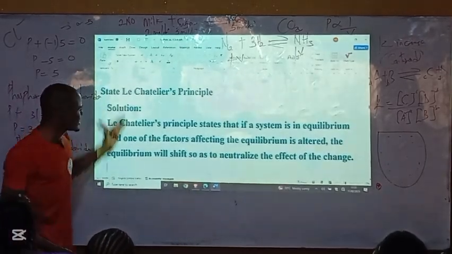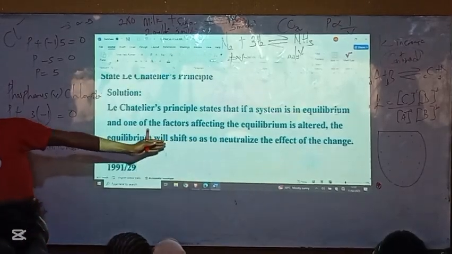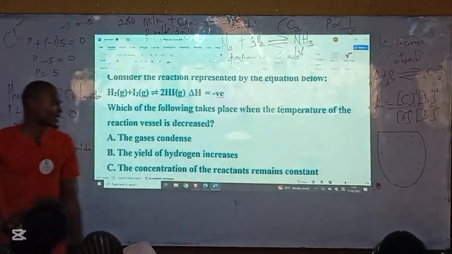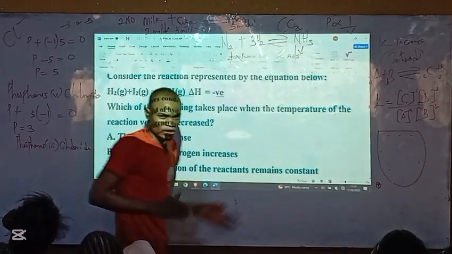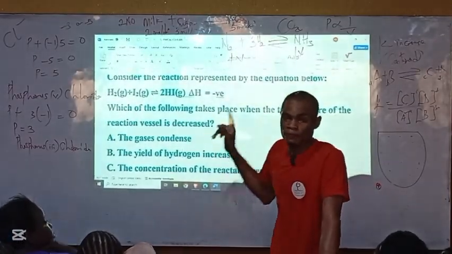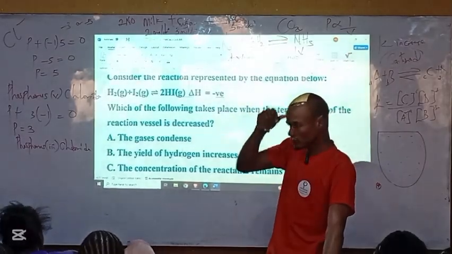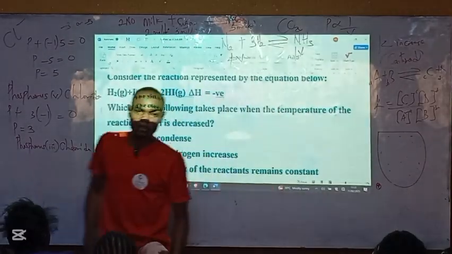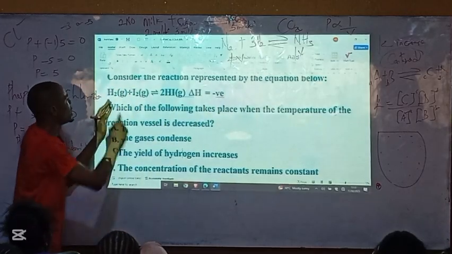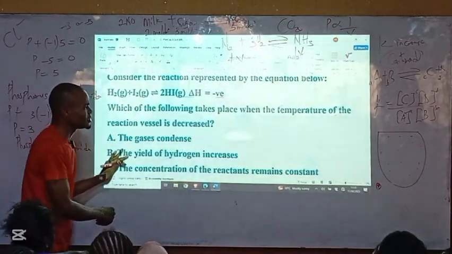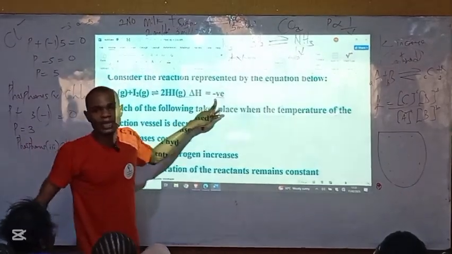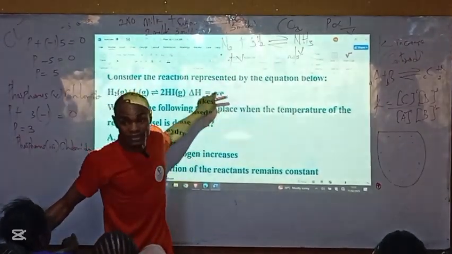Look at the questions. We have said it. You are going to answer the question yourself, and you should have one subtopic, which is the equilibrium constant, right? Consider the reaction expressed by the equation below: hydrogen gas reacts to form hydrogen iodide gas. Is it an exothermic reaction, right? You have to be checking this thing.